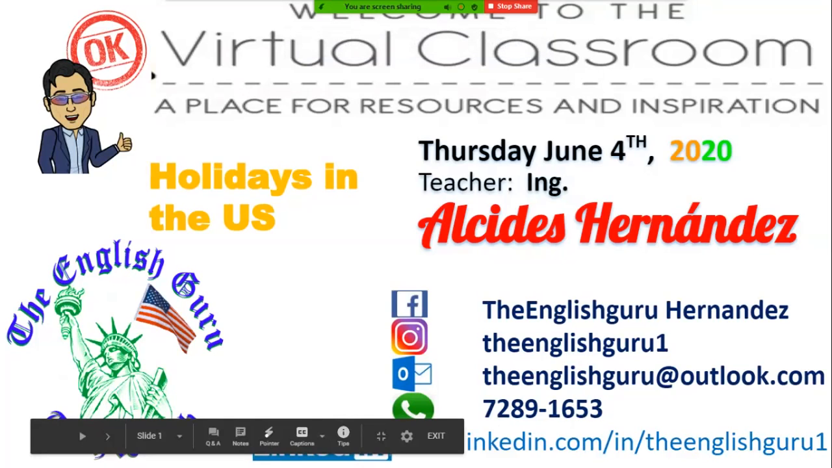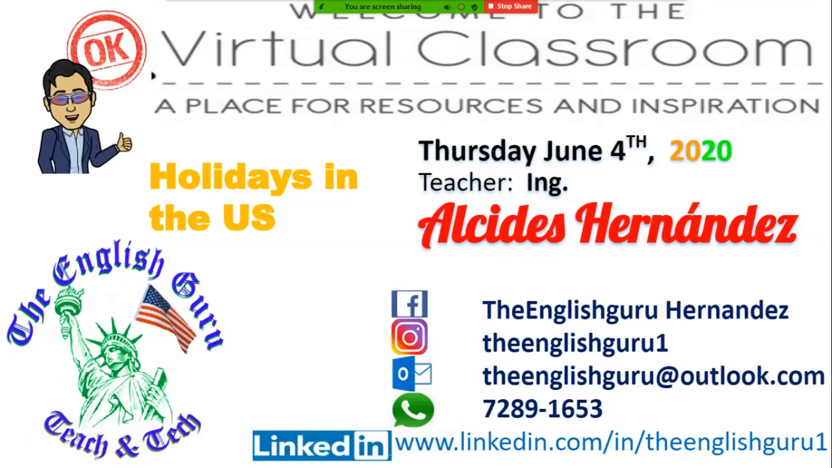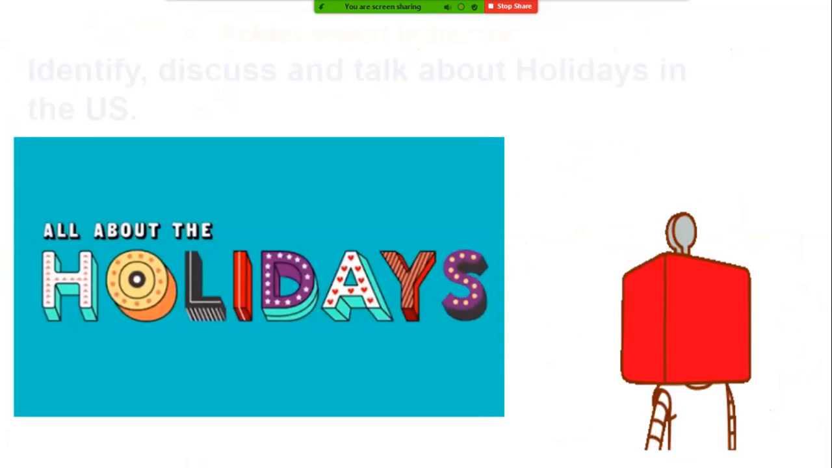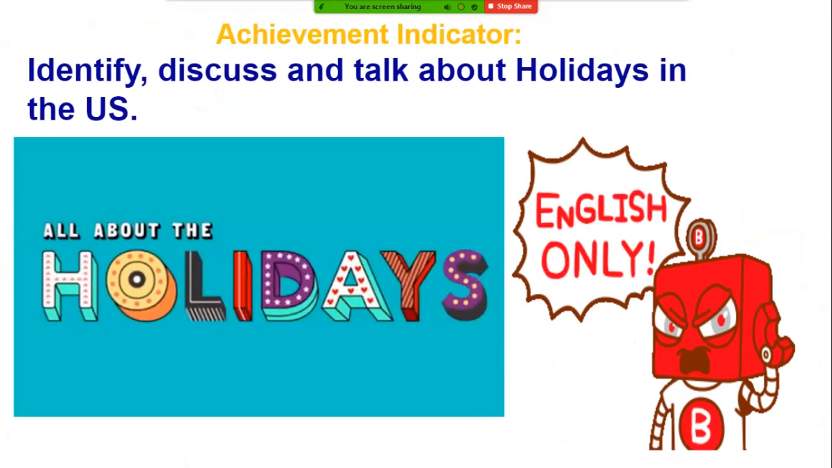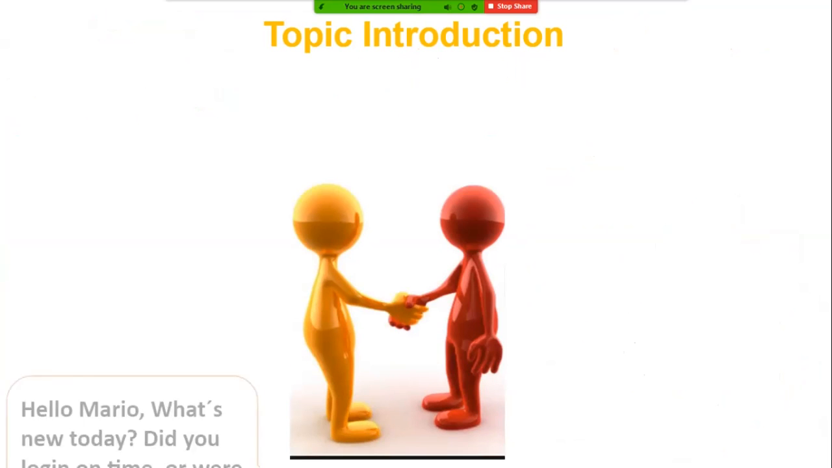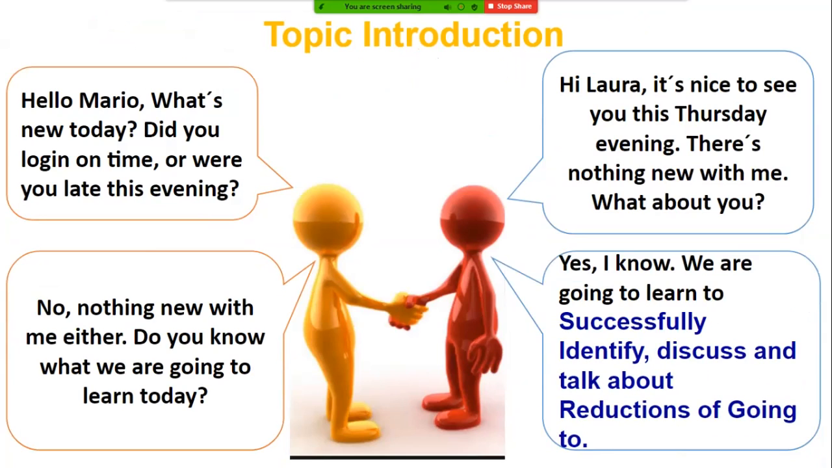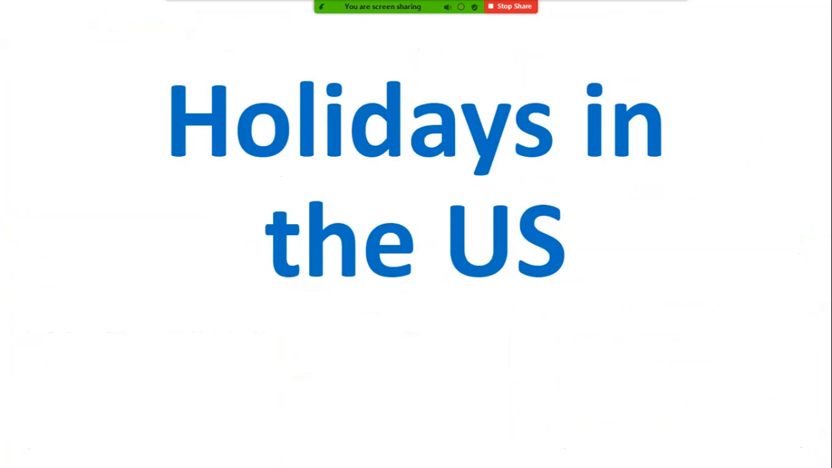Okay, the next topic is holidays in the U.S. So holidays in the United States. So we're going to see what this is about. Okay, the achievement indicator is to identify, discuss, and talk about holidays in the U.S. So let's see what it is. The introduction, we already did it, so we're not going to do it again, okay? Holidays in the U.S. Let's see who's going to go first reading.